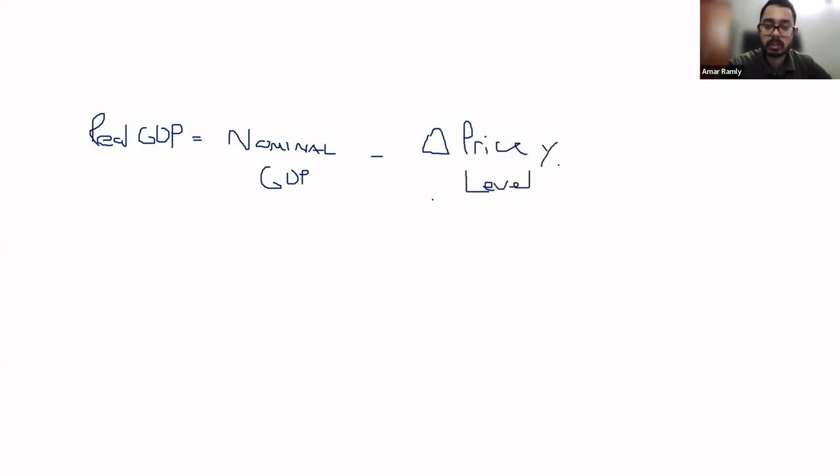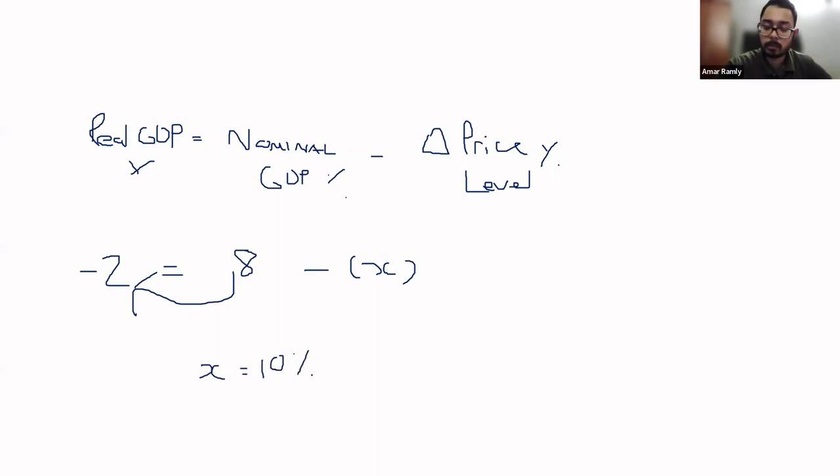Okay, all of these can be in percentages. So what has happened to real GDP? Fallen by 2. What has happened to nominal GDP? Risen by 8. Price level is the term we need. Cross out the signs, x equals 10, or 10% as a positive figure.